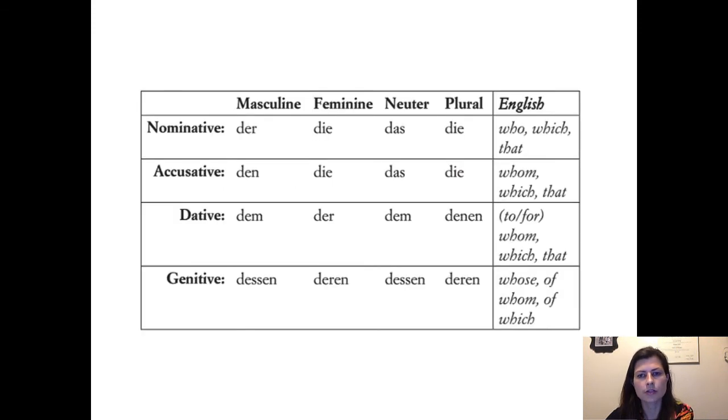So here is the chart with the relative pronouns again, but this one actually has the genitive as well. So dessen and deren. These would be like whose, like the woman whose child is here or something. That would be die Frau, deren Kind hier ist. So whose. You could start your relative clause with whose, and that would be either dessen or deren.